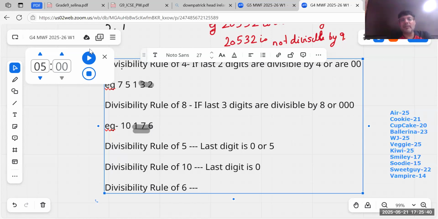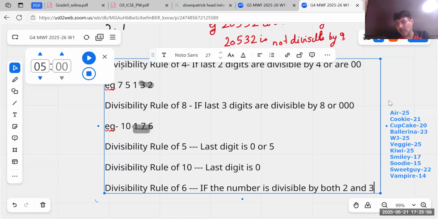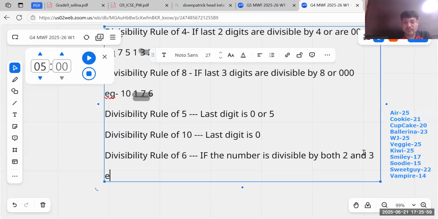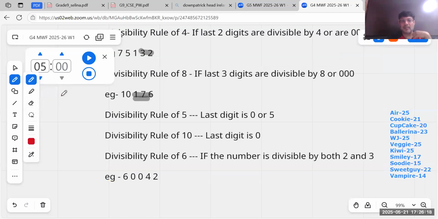Okay, sir. So divisibility rule of 6 is: if the number is divisible by both 2 and 3, it must come in the tables of both 2 and 3, only then it will be divisible by 6. It cannot be that the number comes only in the table of 2 and not 3. It has to come in both.